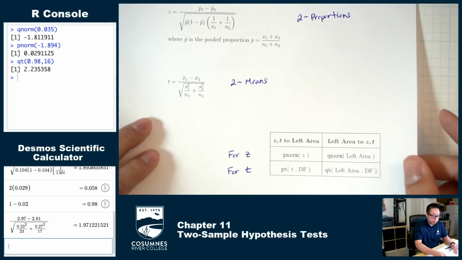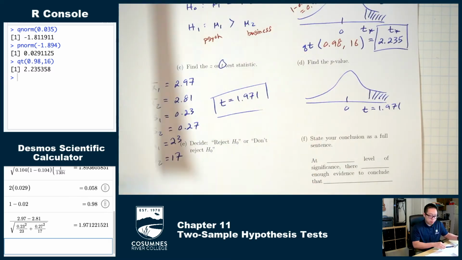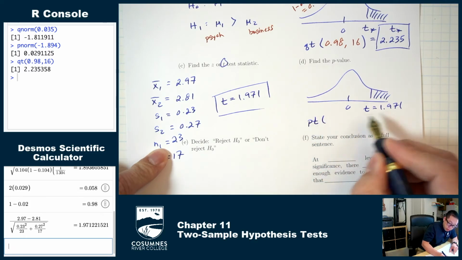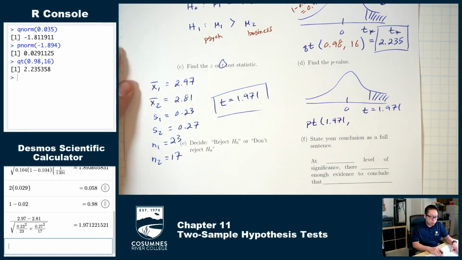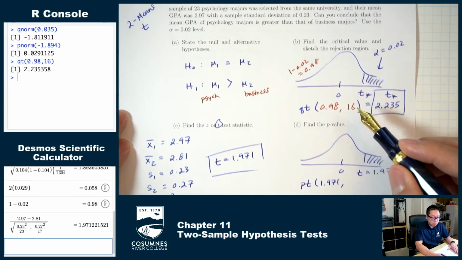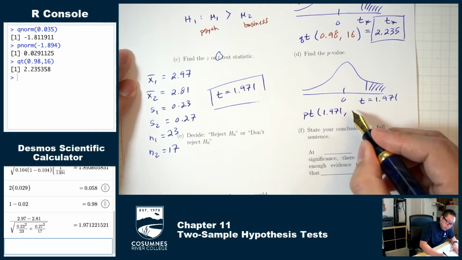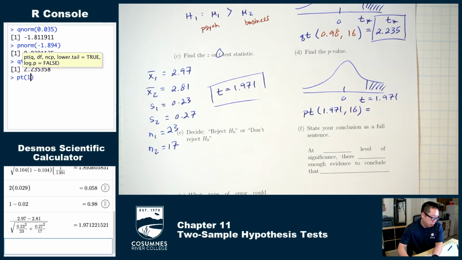This is a T to area problem. T to area for the T situation is going to be PT. So PT, T, DF. So we're going to do PT of the T, which is 1.971, comma the DF. We talked about this already. The DF is going to be 16. So we're going to use the lower sample size and then subtract 1. So that's 17 minus 1. Okay, PT of 1.971, comma 16.